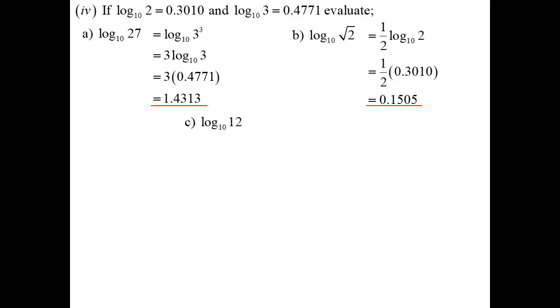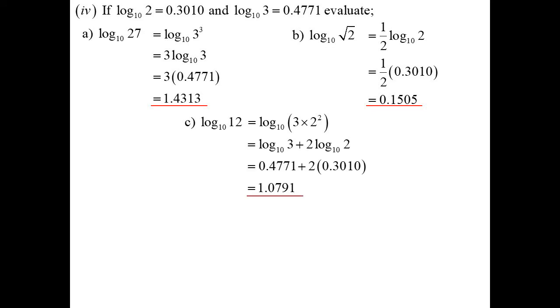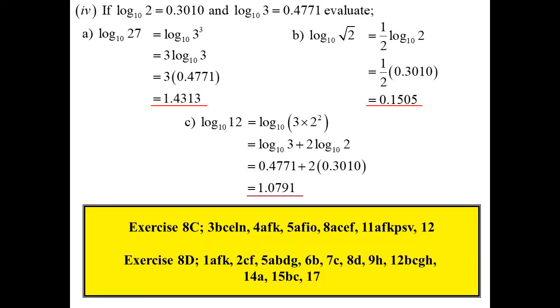12, I can only use 2 and 3. 4 threes are 12. I was thinking 6 times 2 then, but I thought, oh yeah, that would work too, wouldn't it? Because 6 I could write as 3 times 2. So I still get the 3 times 2 squared, and we can manipulate that now and get an answer. So, a bit of a recap, as I say, on the basics of logs.